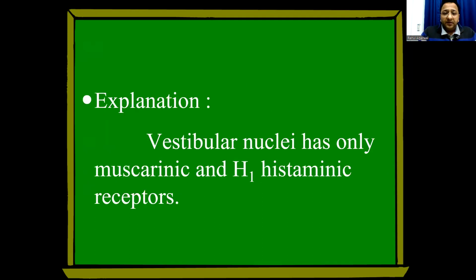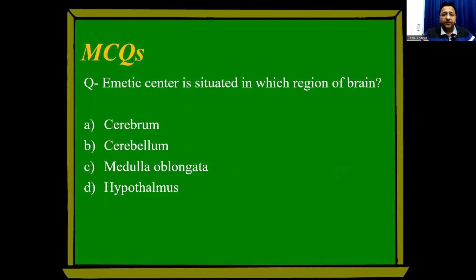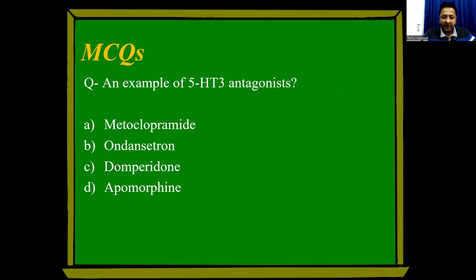Okay, that was the thing. And coming finally to some MCQs for you. Please answer the MCQs. The emetic center is situated in which region of the brain? Cerebrum, cerebellum, medulla oblongata, hypothalamus. So what is the answer? Yes, medulla oblongata. We have seen it in the flow chart that I depicted.